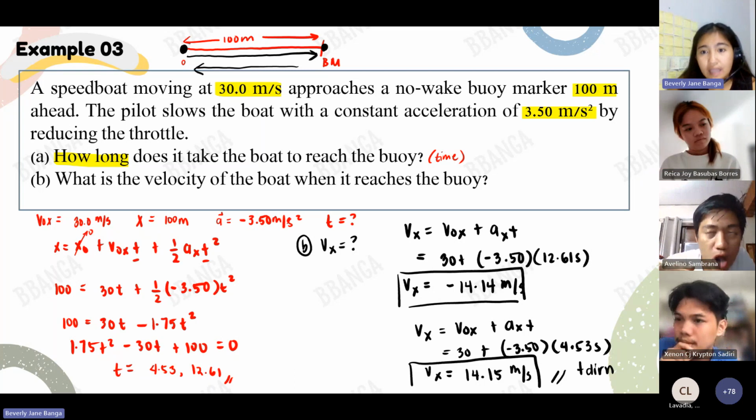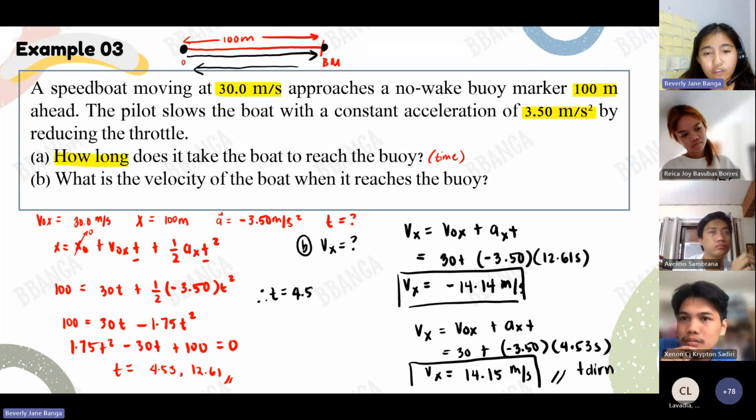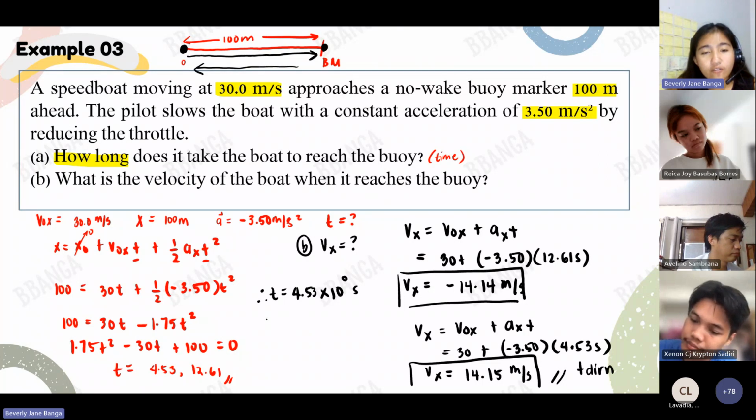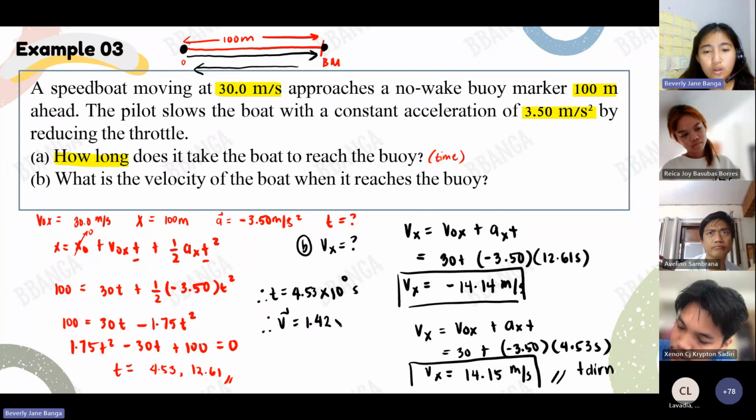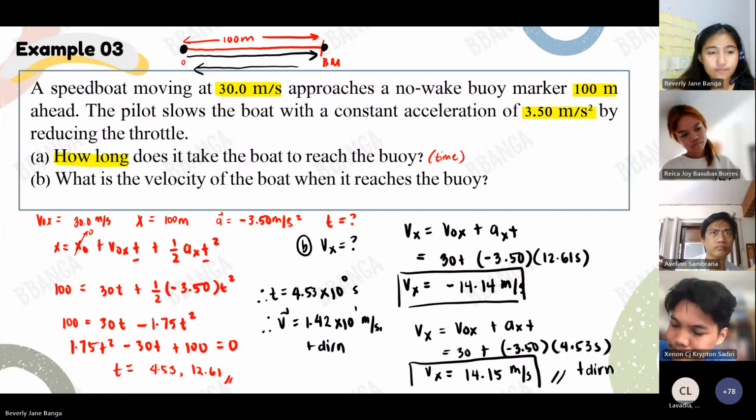I hope naiintindihan, no? So, ang tamang sagot therefore sa time is 4.53 times 10 raised to 0 seconds. And for the velocity, ang tamang sagot therefore is 1.42 times 10 raised to 1 meter per second to the positive direction. So, ito yung final answer natin.